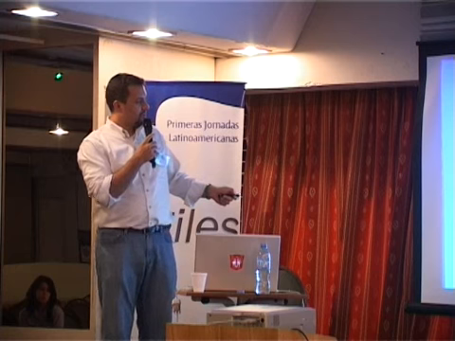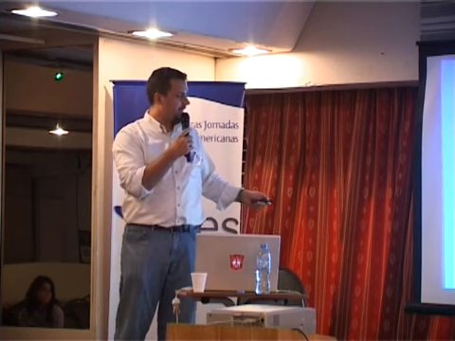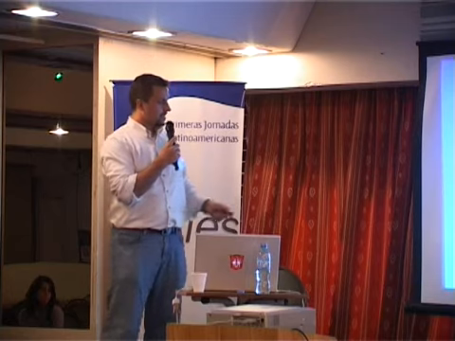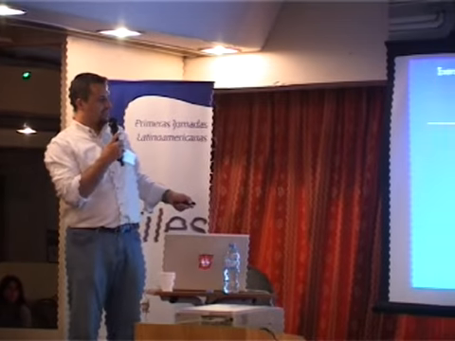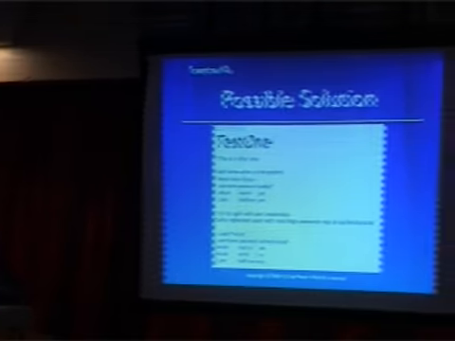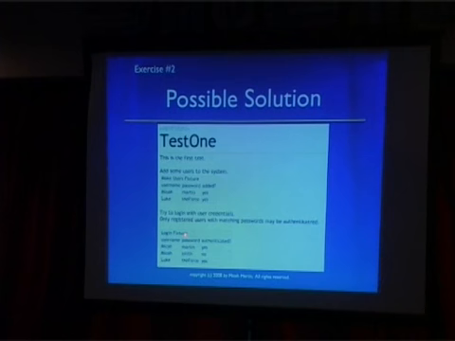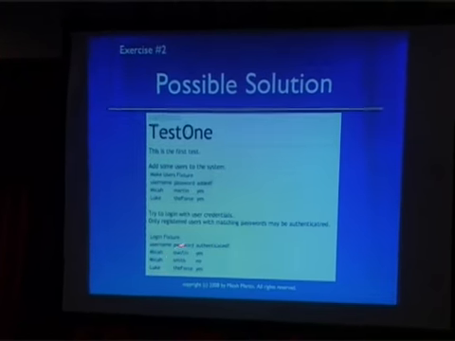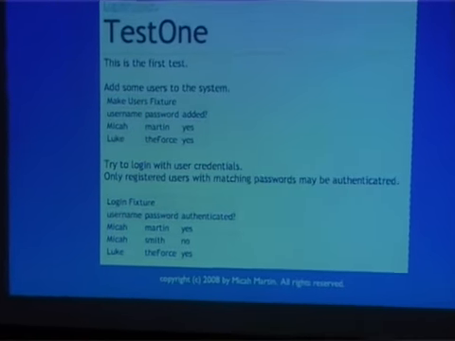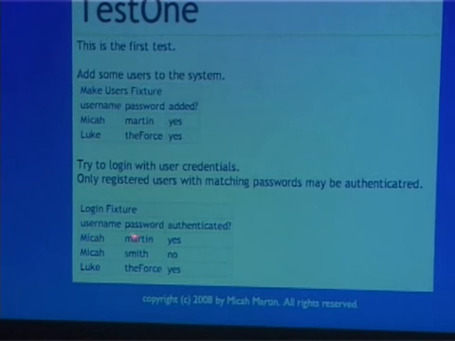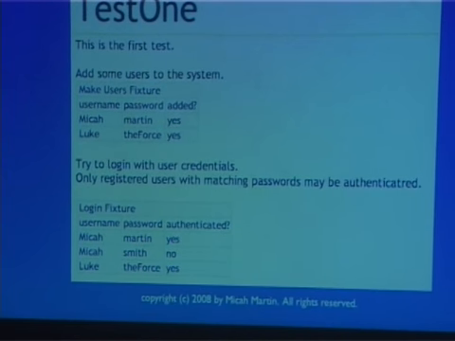And we'll add another user called Luke, and his password is the force, and he was added to the system. Now, we'll try to log in with user credentials. Only registered users with matching passwords may be authenticated. We have a new fixture called login, and it has similar columns, so username, password, and authenticated. So now we're going to provide a username and a password and ask if the user is authenticated. So username Micah, password Martin, authenticated should return yes. Username Micah, password Smith should return no, that's the wrong credentials. And we use Luke, the force, and that should be authenticated.